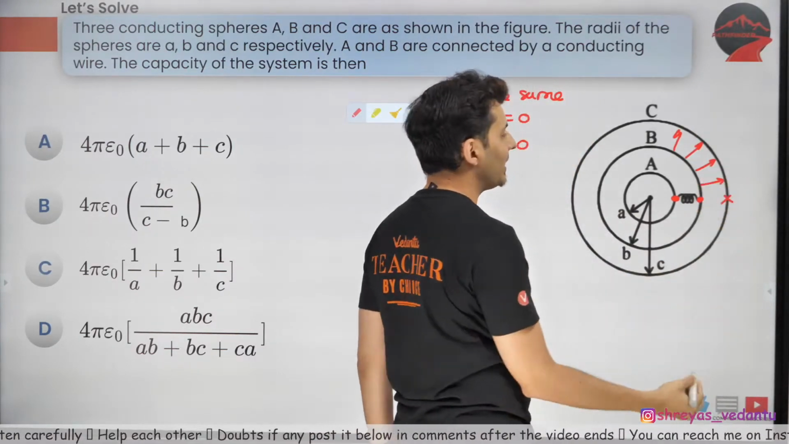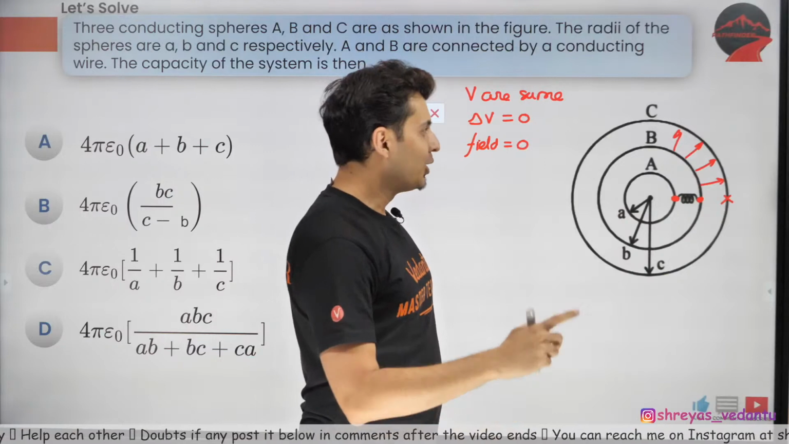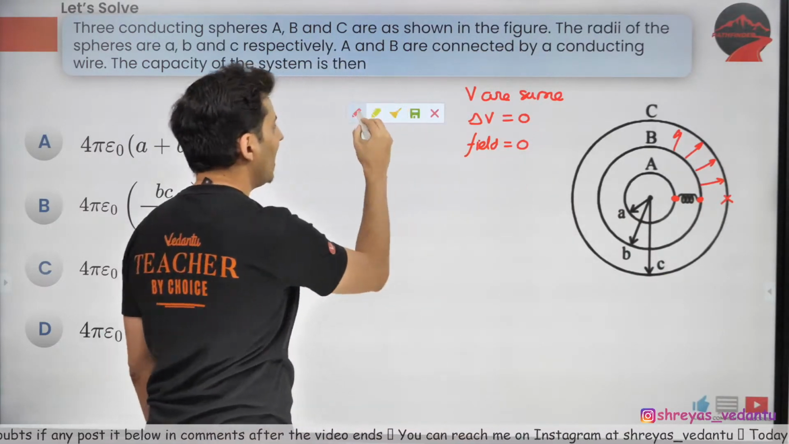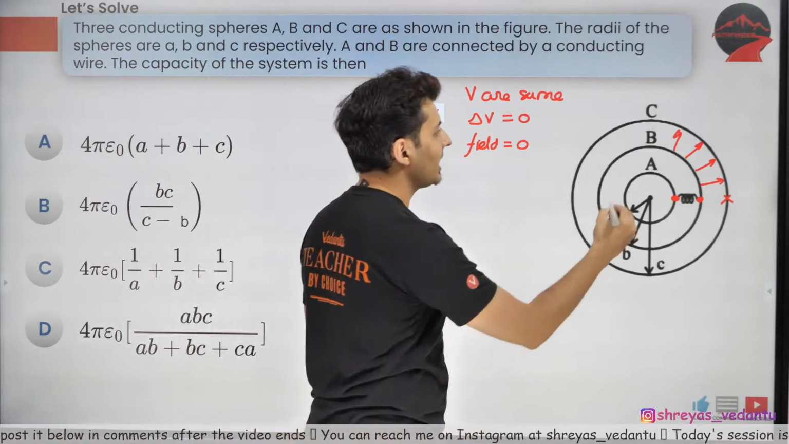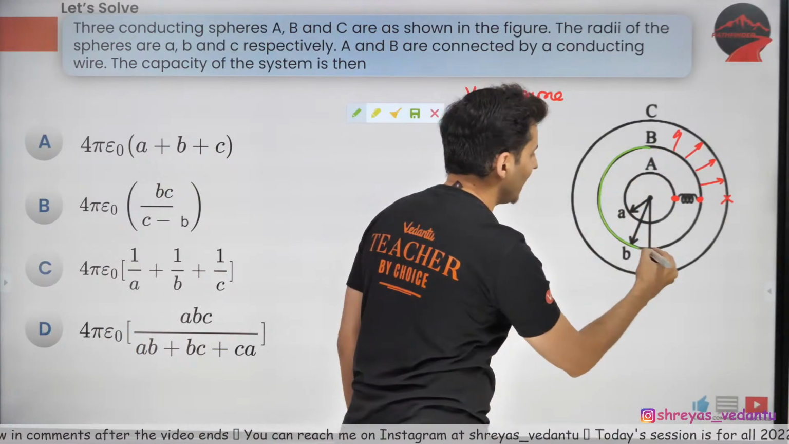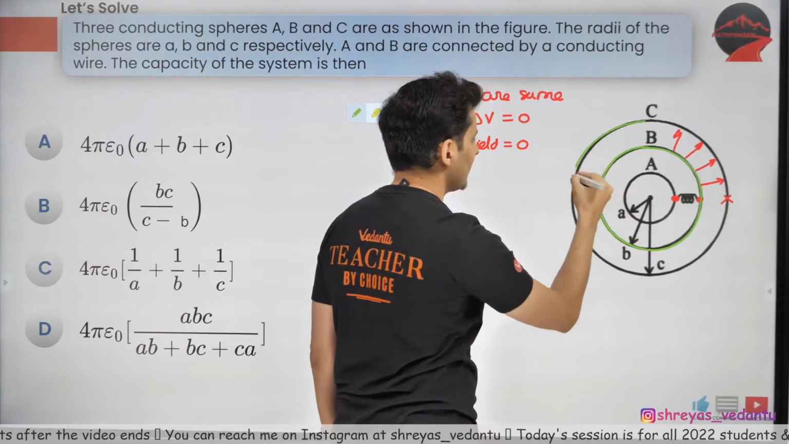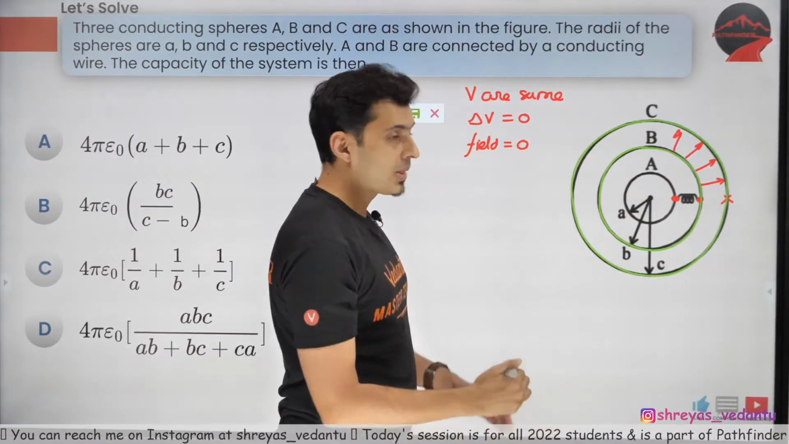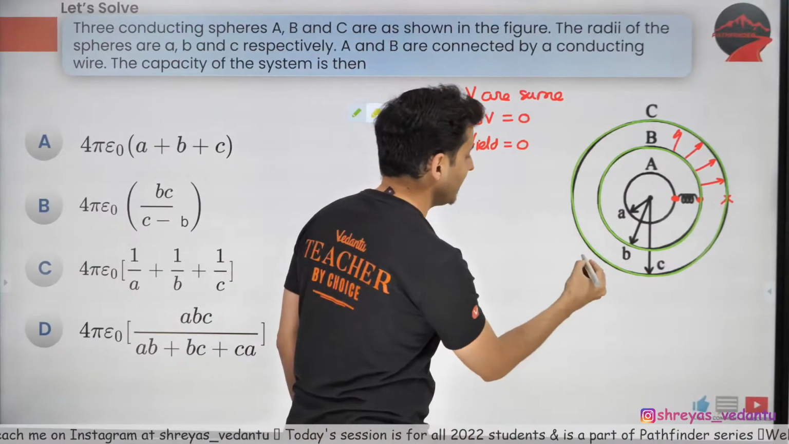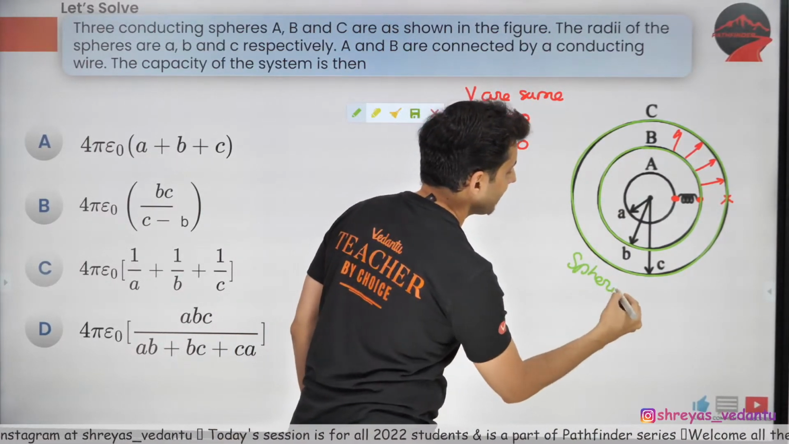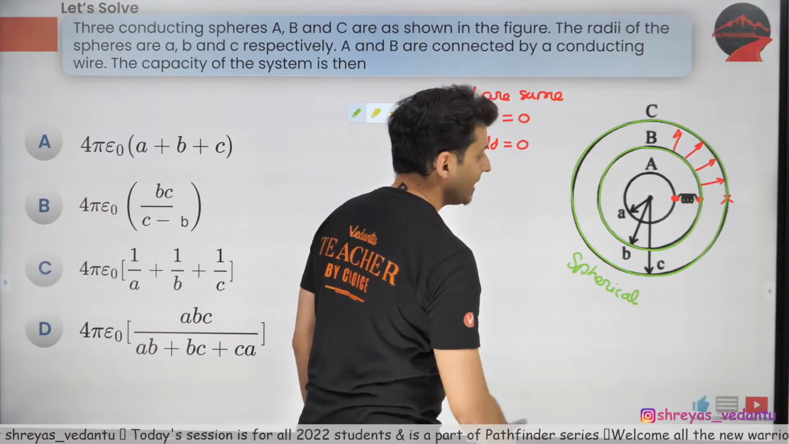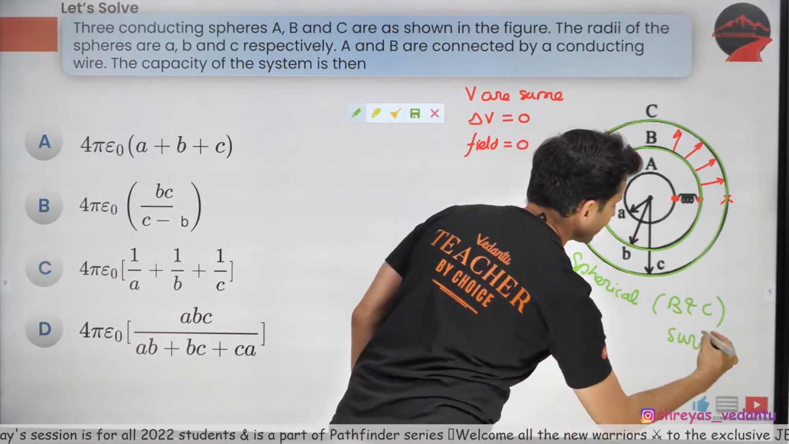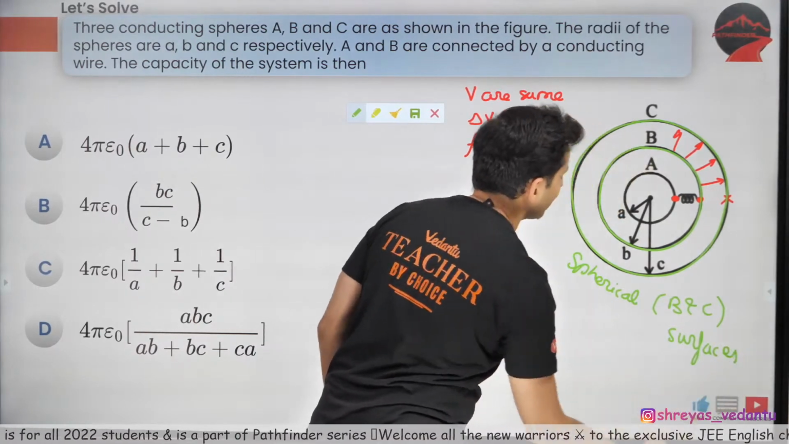If there is field between them, the only two surfaces which are acting like a capacitor. This is one surface and this is the other surface. Now I hope you see the capacitor. This is a spherical type of capacitor, guys. Isn't this? This is a spherical capacitor with B and C as the surfaces.